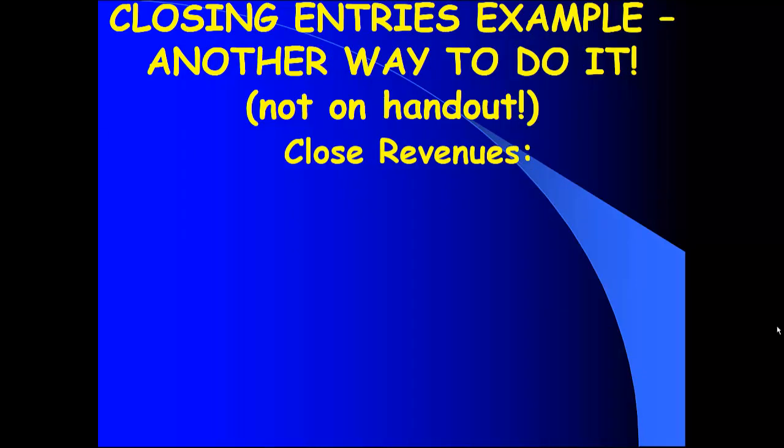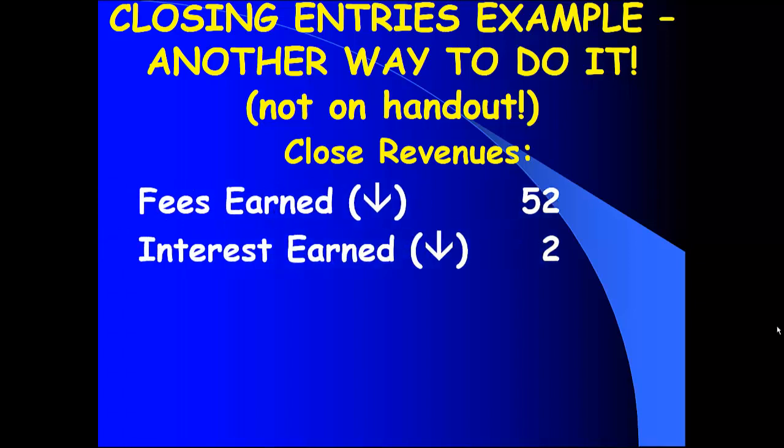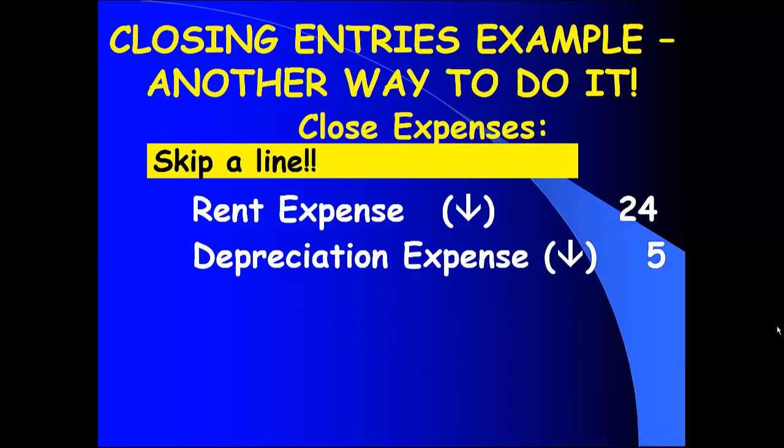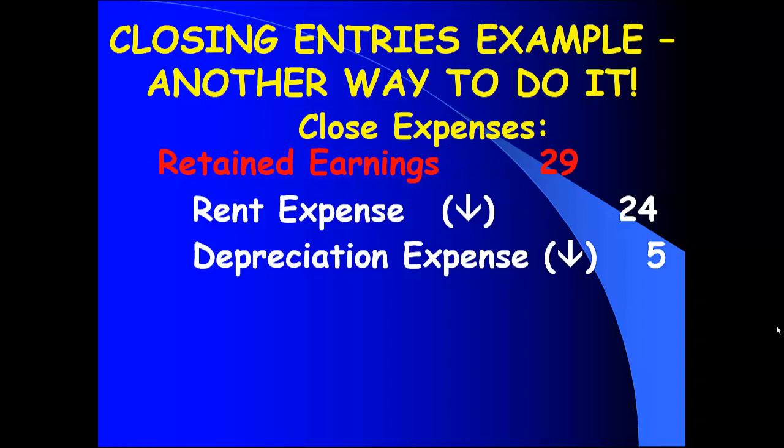Let me show you another way. If you're more comfortable, you can make a separate entry to close out your revenues versus your expenses. We could debit my two revenues to get them down to zero, and we could come right then and make one credit to retained earnings for the total if you would like. Then we close out my expenses. My two expenses have a debit balance. I close them out with a credit, come back and fill in my one debit. It goes to retained earnings for 29.